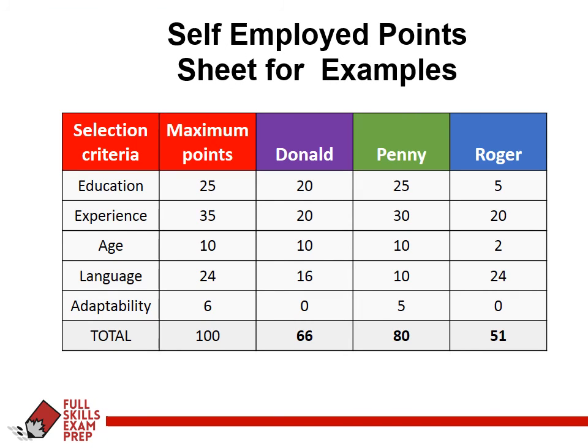Now, when we go back and we take a look at our final scores, we can see that Donald didn't achieve any points on that adaptability area, and same with Roger, and Penny got 5 in there. So the grand total for each of these people is Donald has 66 points, Penny has 80, and Roger has 51.